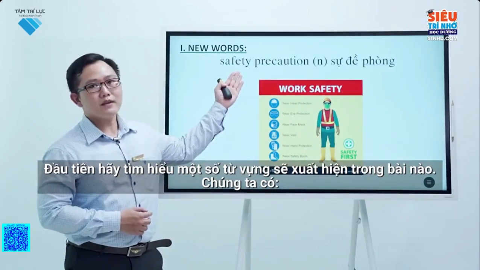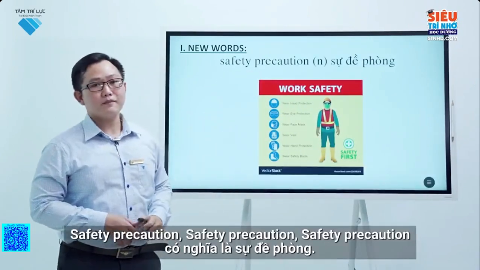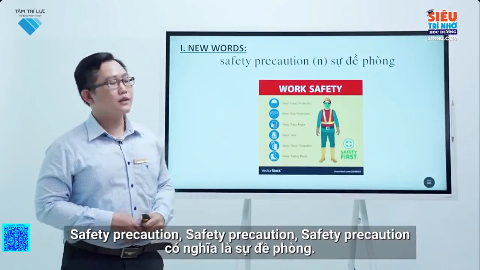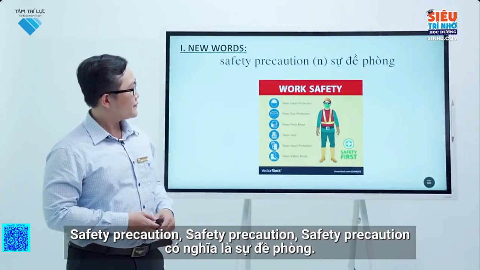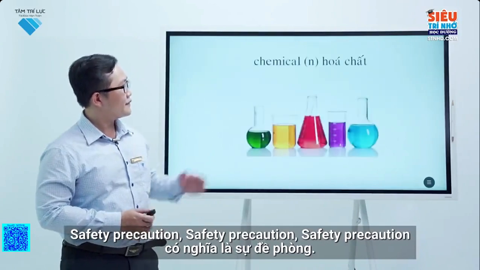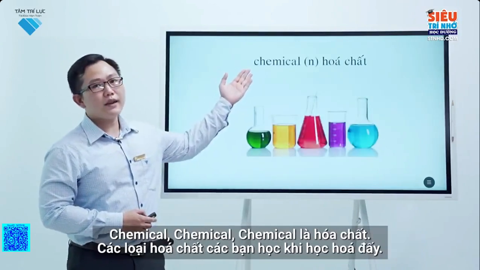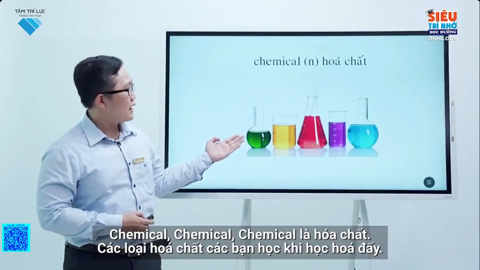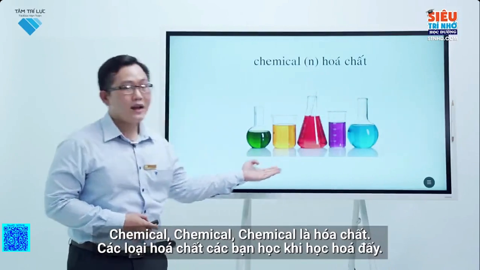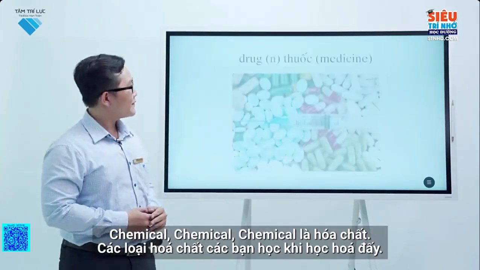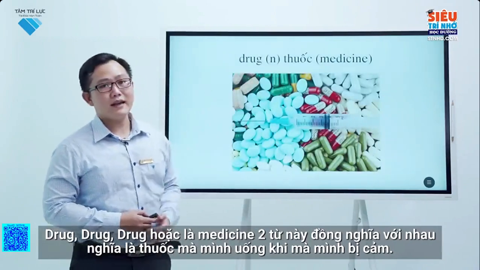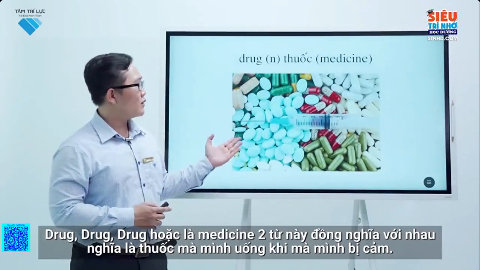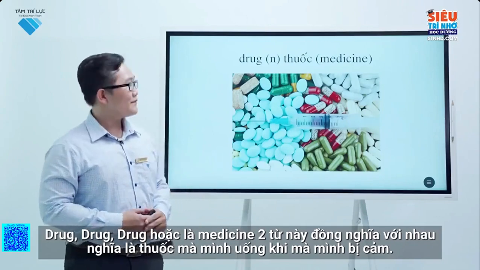We have safety, precaution. Safety precaution, có nghĩa là sự đề phòng. Chemical, là hóa chất. The chemicals you learn when you study chemistry. Drug, or medicine. These two words are synonymous. That is, thuốc that we take when we have a cold.